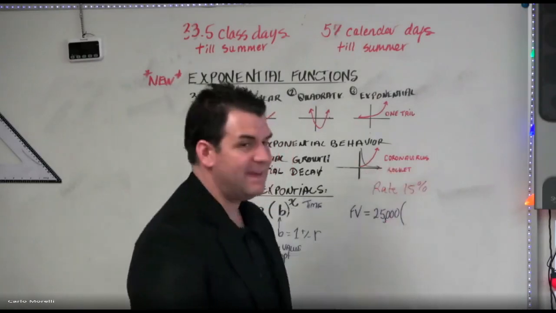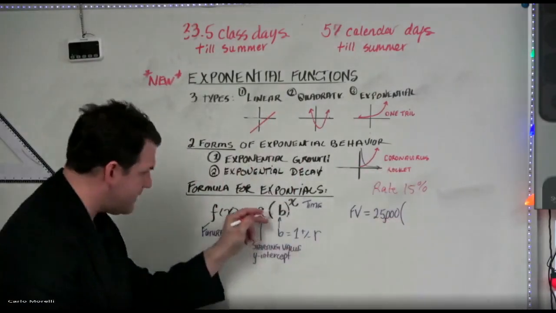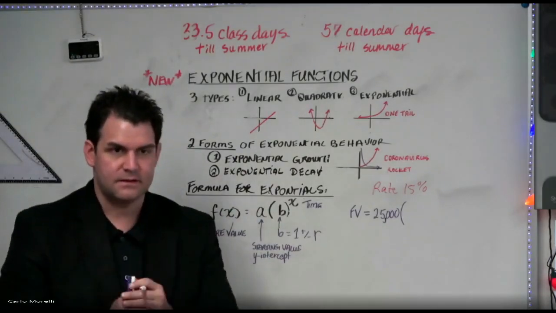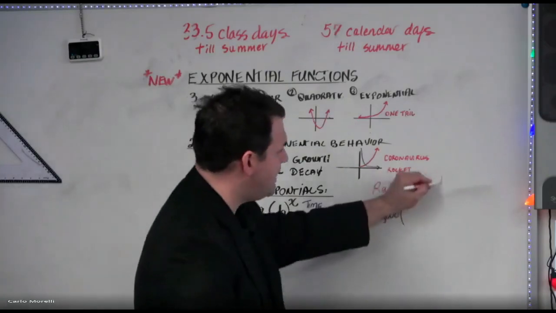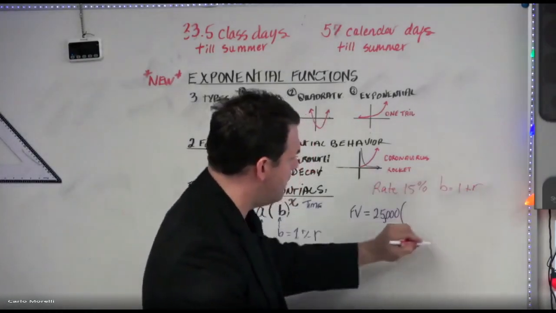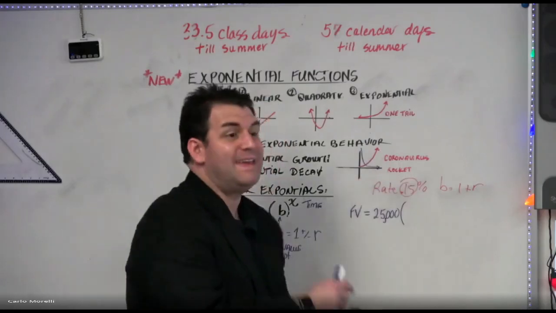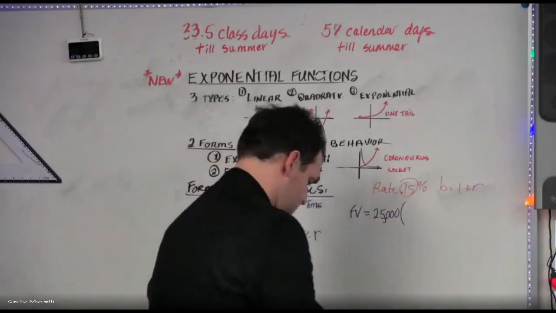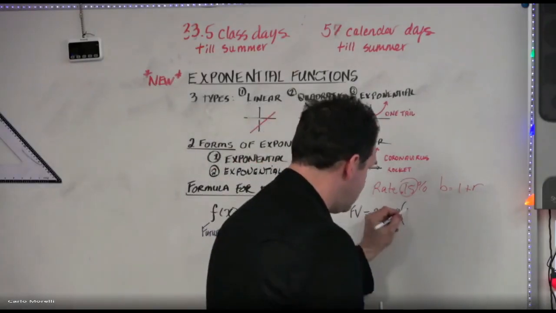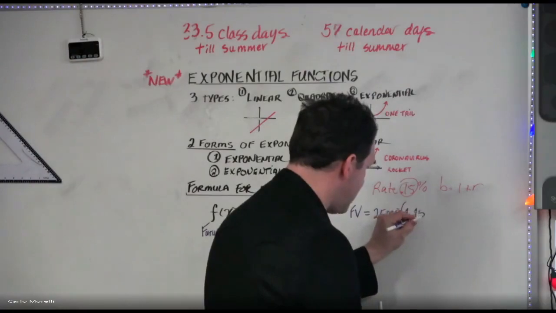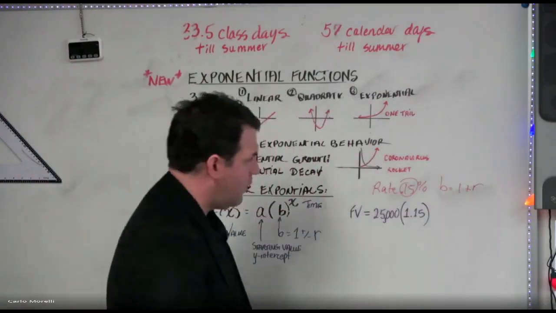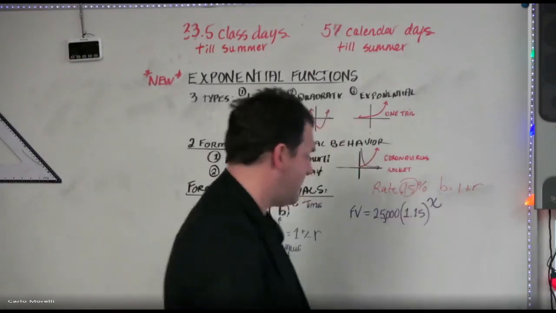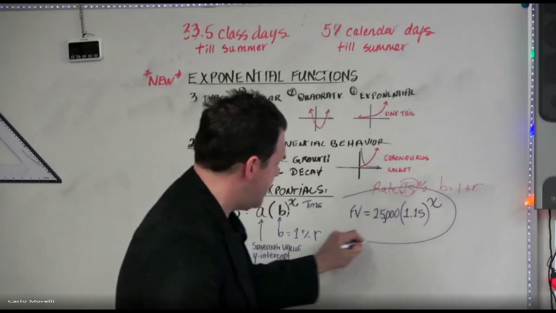So what's B? This is where B goes. B goes inside the parentheses. So what's B? Say it again, Hayden. 1.15. Remember, B is equal to 1 plus R. R is 0.15. So B is 1 plus R, B is 1.15. So put 1.15. Close the parentheses. What goes up here? X. Yeah, that's going to represent time. How many years? So this is our function.